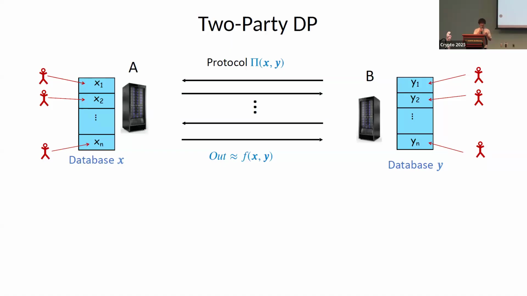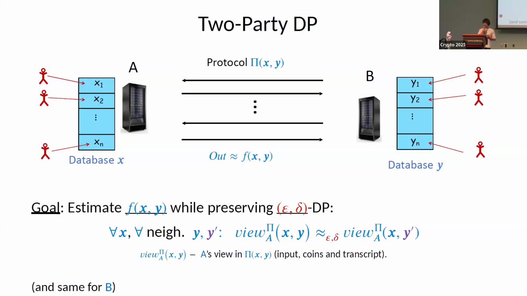In this paper, we consider a distributed setting. In the two-party DP setting, we have two servers, A and B. A has database X, B has database Y. These two servers use a protocol to estimate a function f on X and Y. The goal is to estimate f while preserving epsilon-delta DP, and we assume A and B don't trust each other. For party A, it requires that for any X and any neighboring Y and Y prime, the view of A is epsilon-delta indistinguishable. Here the view can include input coins and transcript. We also have the same requirement for B.